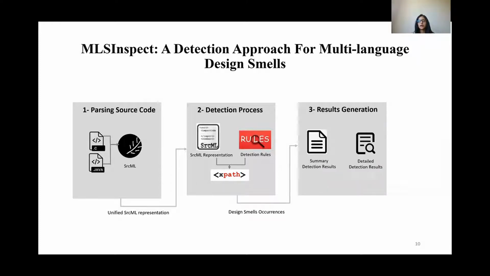And finally, we are providing 2 types of output. We have a summary output providing information for each file about the smells existing in the file, a source code file, and we are also providing detailed information for each specific type of smell: the location, the name of the method, class, parameter, and other information related to the design smells.